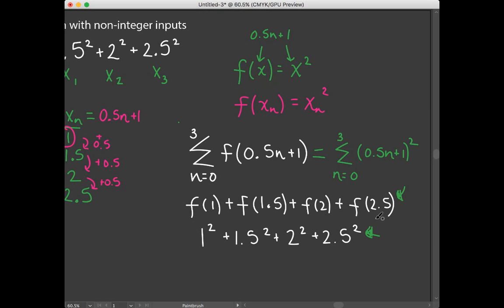So it depends, working in Desmos, if you already have the function written out, or if the function's more complicated, this notation might be easier. But sometimes if you don't want to have to define the function separately, this notation might be easier.